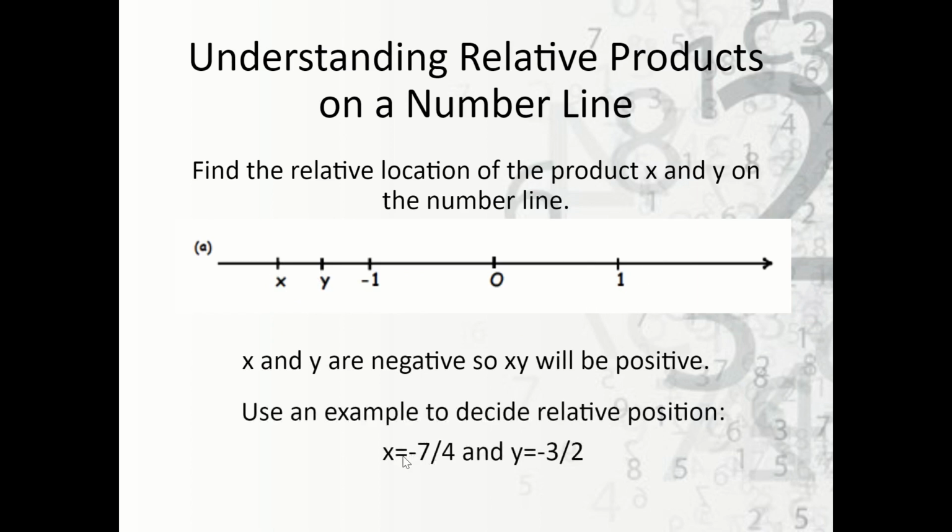If we take this and say, okay, it's kind of close to -2, so -7/4 is close to -2, and this is about -1.5. If we multiply those together, we get 21/8, which is a little over 2. So we would go to 2 and then go a little further and plot our point somewhere over here. This is where our product would be.